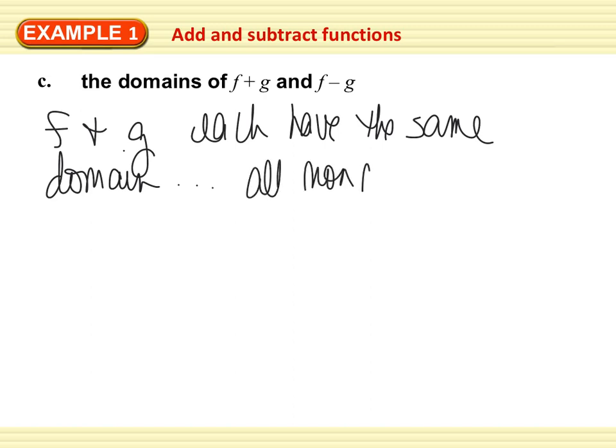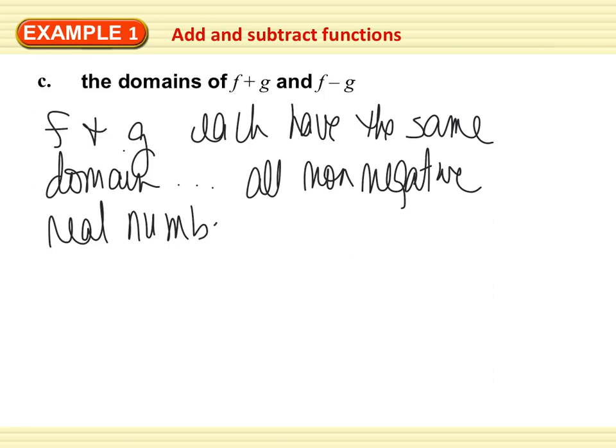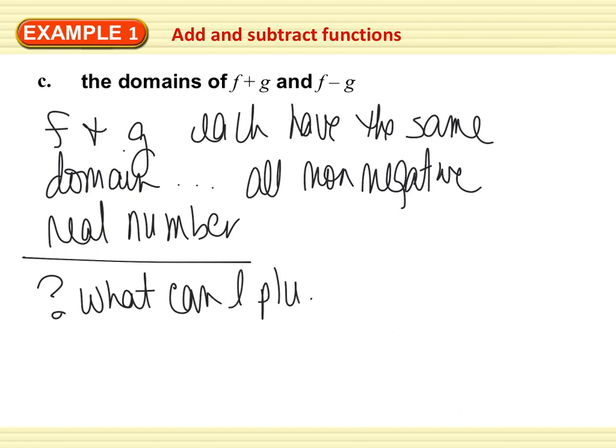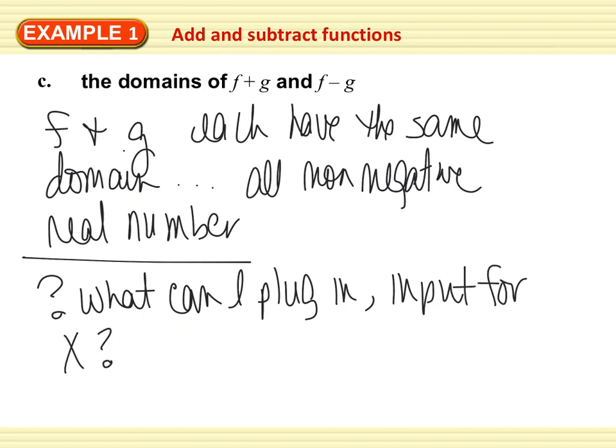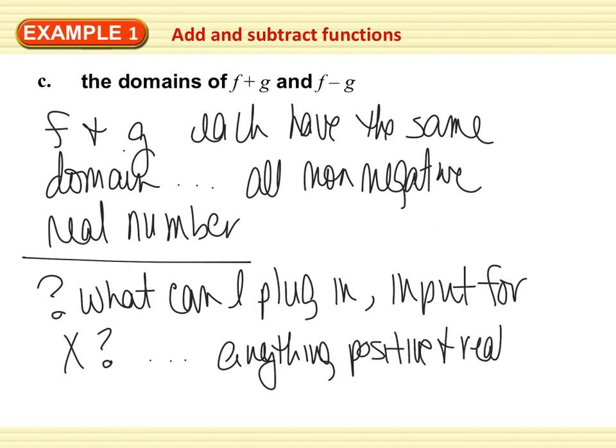All non-negative real numbers. So that just means, what can I plug in or input for x? Anything positive and real. When it's x to the half, that means it's the square root of x. No negatives. Right?